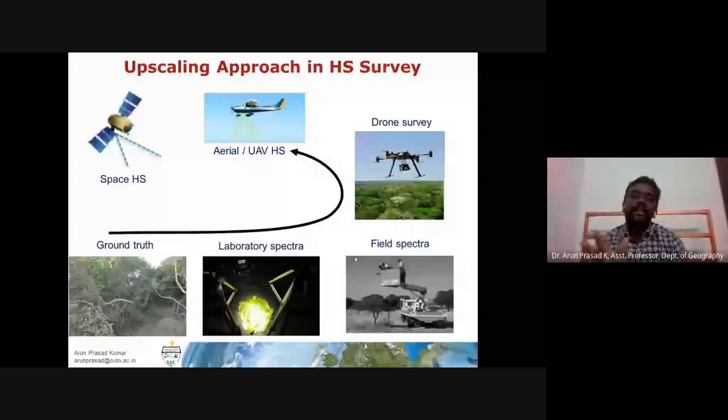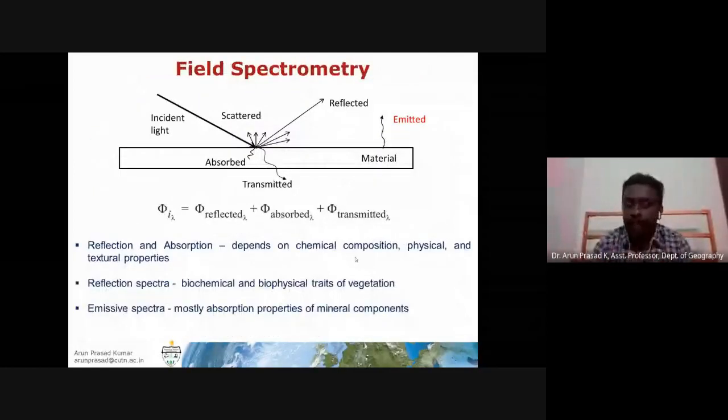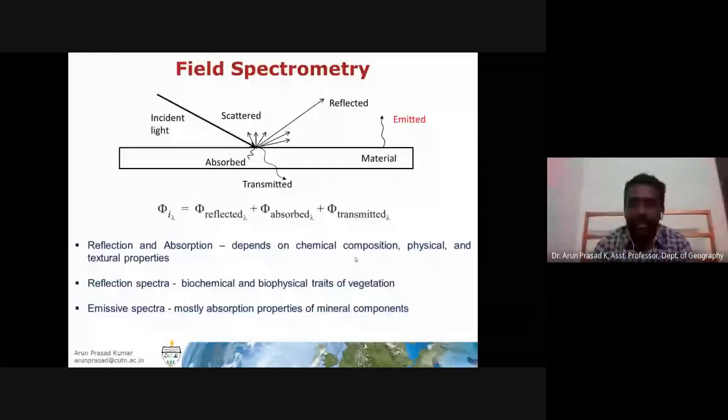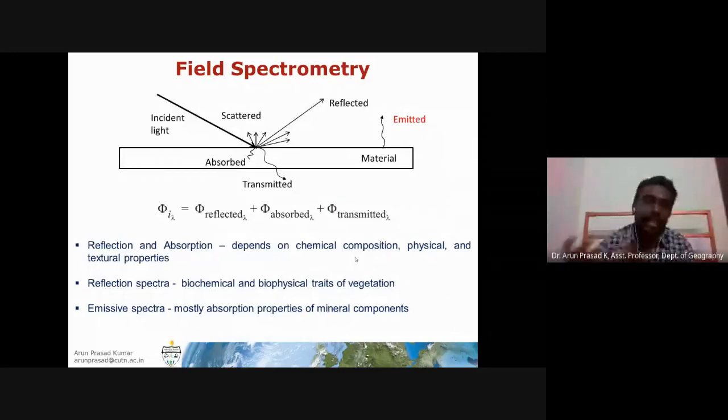Field spectrometry is actually the beginning of the hyperspectral survey. When incident light hits a surface, some amount of energy is scattered, some is absorbed, some is transmitted and some is reflected. If we are concerned with the reflected energy, then it is reflective spectrometry, a field spectrometry which is reflective. And based on the energy of the incident light, the material heats up and emits energy.